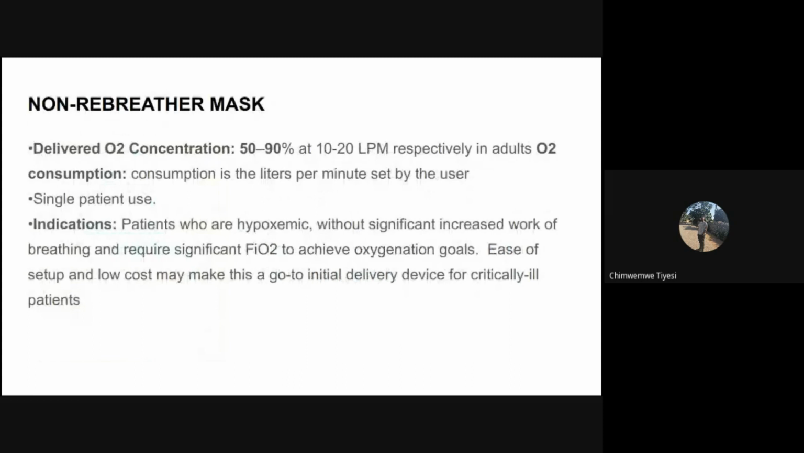Another thing that should be mentioned here is these non-rebreather masks aren't commonly used because they come with several risks. The risk comes when there is disruption in airflow, and this can lead to suffocation. One can potentially choke if one vomits while wearing the face mask when they are sedated or unconscious. So a healthcare provider should always be in attendance during the use of this type of mask.